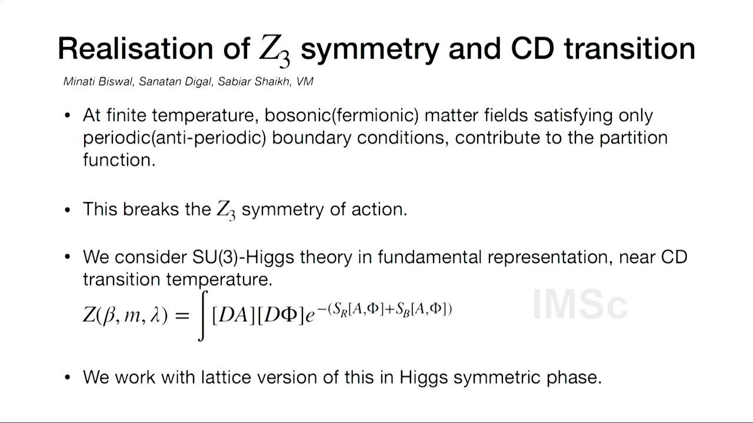So the partition function has two parts. One is which has the Z symmetry, and the other one which breaks the Z symmetry. The pure gauge part, as well as the other terms other than the Higgs gauge interaction term, have the Z symmetry. Only the Higgs gauge interaction term breaks the Z symmetry. So we work with this lattice version of this, and we do this in Higgs symmetric phase, because in Higgs broken phase the Z symmetry is explicitly broken.